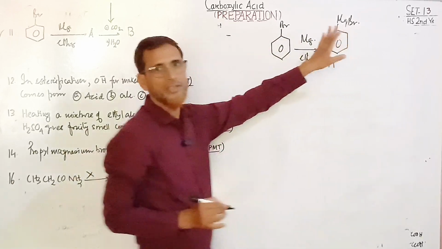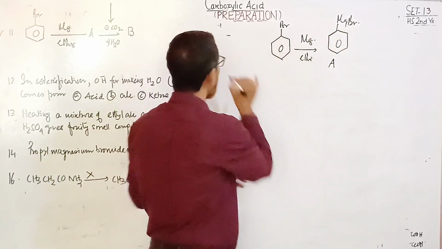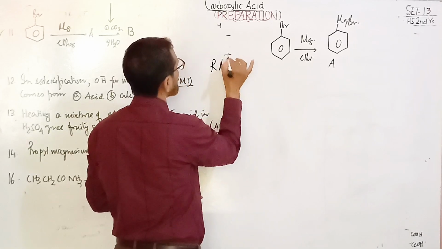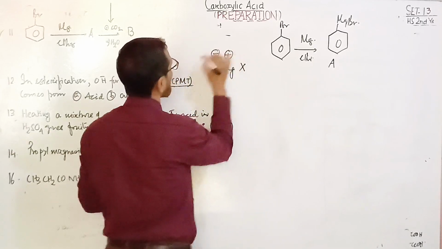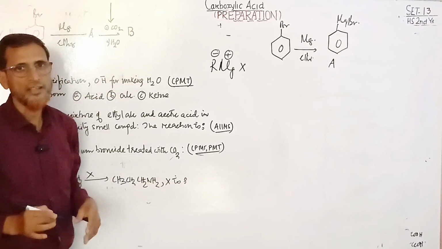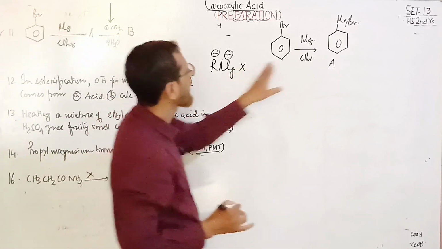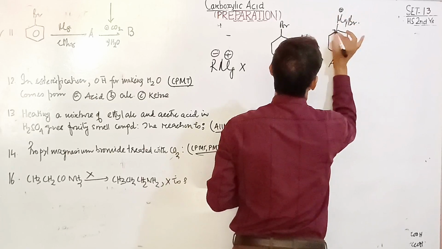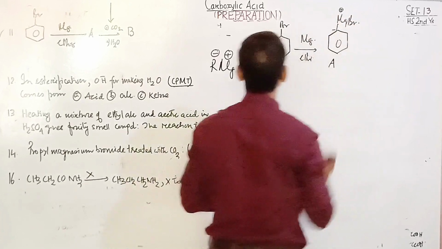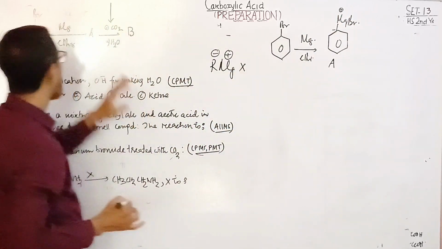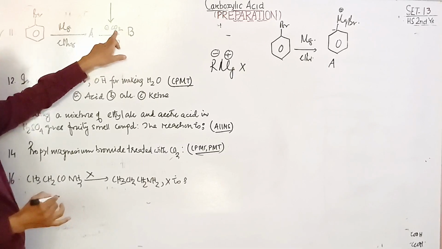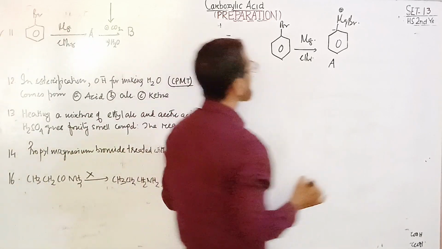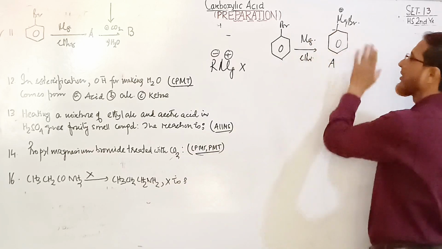And when you get a Grignard reagent, I told you earlier, RMgX, always this part is plus and the alkyl or aryl part becomes minus. So here MgX, this part is plus and this aryl part is minus. Am I right? Then you are asked about carbon dioxide and water hydrolysis later on. So this is a very important reaction.